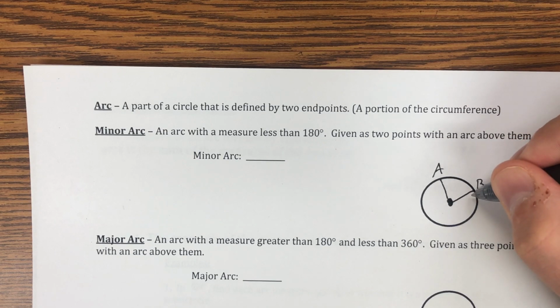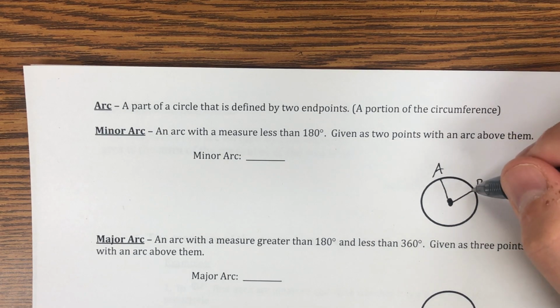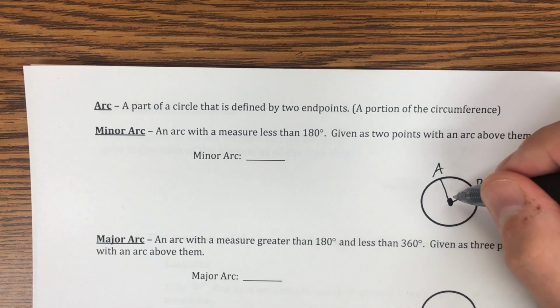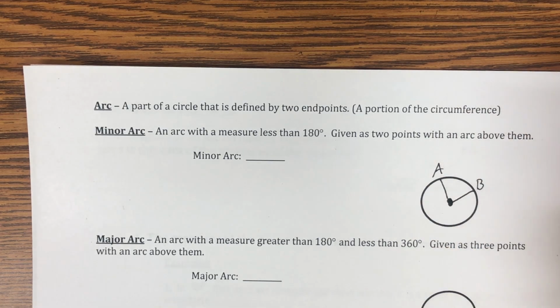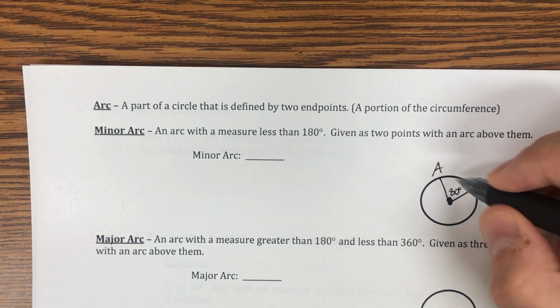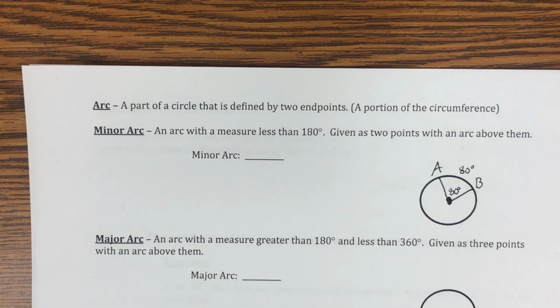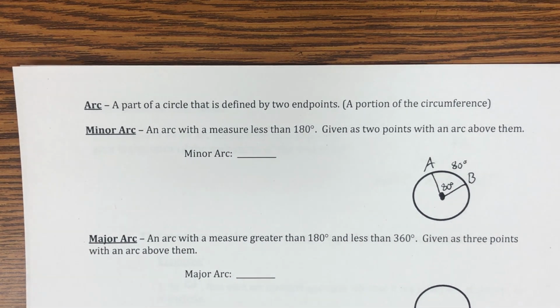All right? And that arc, the measure of the arc is the same as the measure of its central angle. So let's just say, for instance, this central angle is 80 degrees. That means the arc is also 80 degrees. It's a portion of the circumference. The length of that arc would vary based on the actual size of the circle. So we aren't finding its length, we just know what portion that it is. It's 80 degrees of that circle.